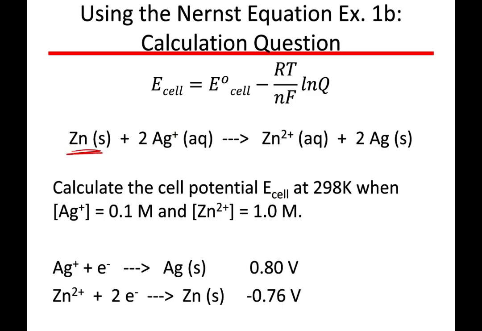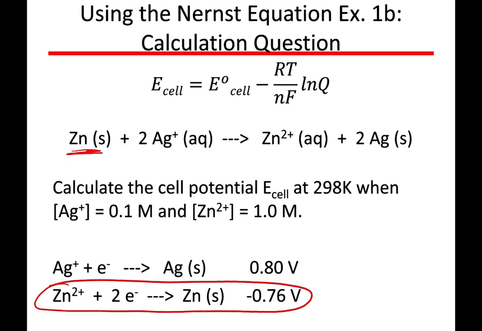The problem requires zinc solid to be on the left-hand side of the equation, and so we have to reverse the zinc half reaction. The Ag+ should be on the left-hand side of the equation. It already is, and so we don't have to do anything to the Ag+ half reaction. So we'll go over to the next slide, and we'll rewrite the reactions written in the proper way.